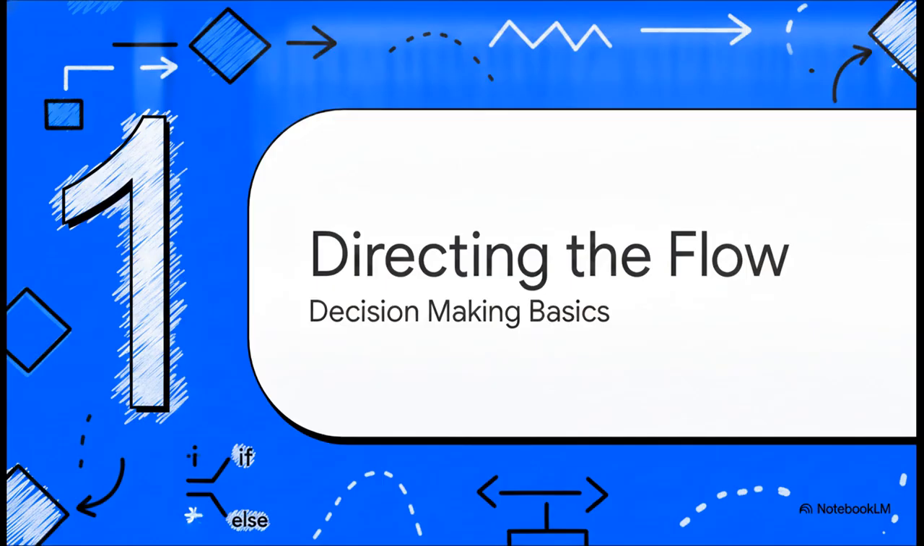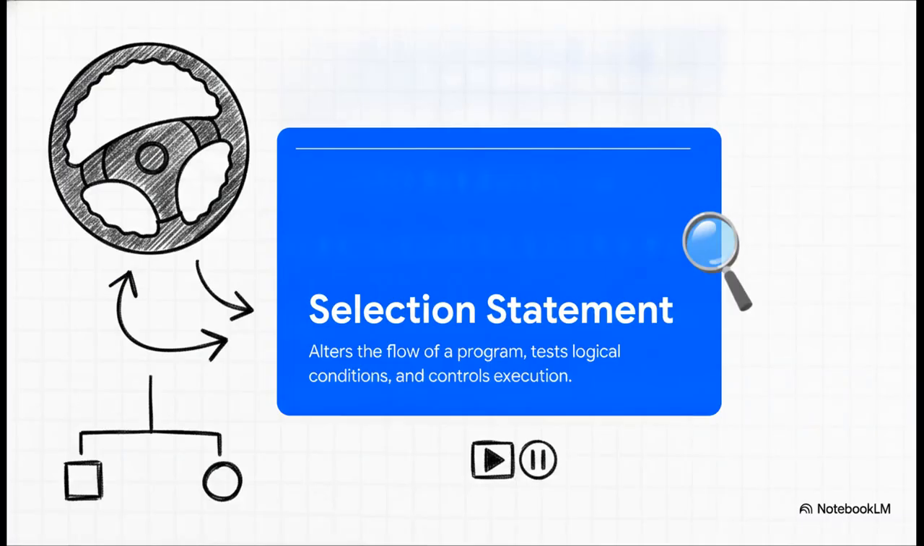First up, directing the flow, the basics of decision-making. So before we jump into the syntax, let's define what we're talking about. A selection statement is essentially a decision-making or control statement. On the basis of the application, we use these to test logical conditions and alter or control the flow of execution. Without them, your program would just run blindly from top to bottom. Think of these statements as the steering wheel for your code.